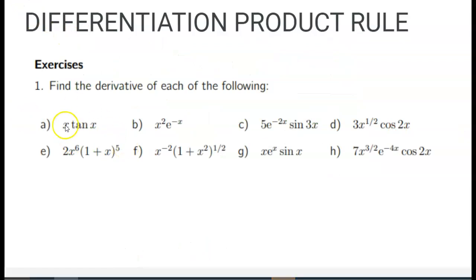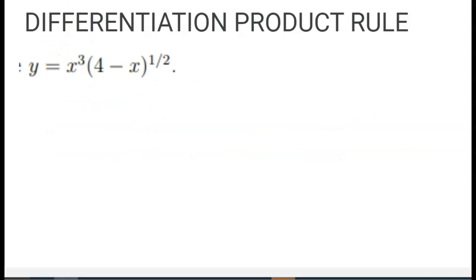Now, if you notice here, there are some questions which involve tan, sine, cos, and e to the power minus x. Now, how do we differentiate e to the power minus x, e to the x, and so on? In this question, it does not matter which one you take as u and v. Let's say I'm taking u as x cubed, and I'm taking v as (4 minus x) to the power half.